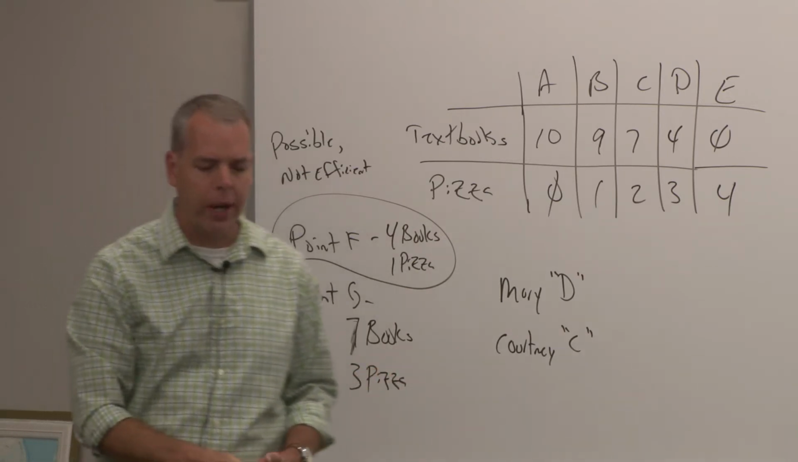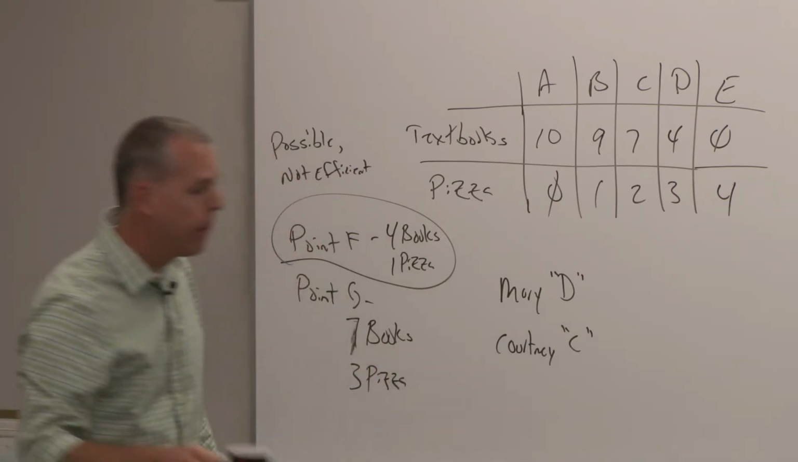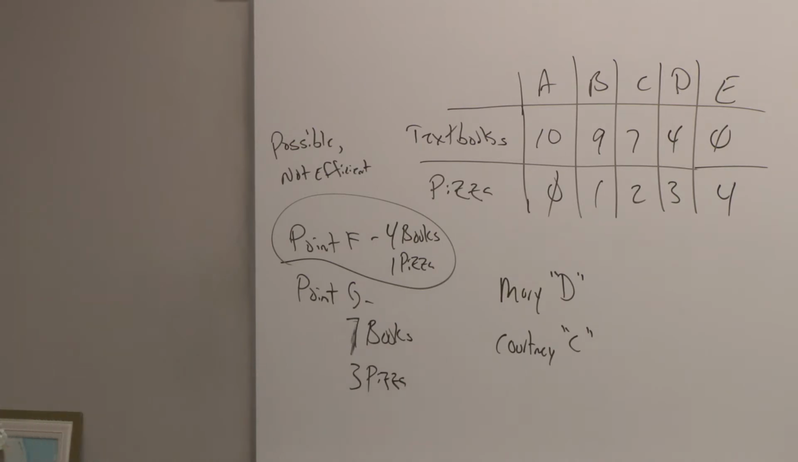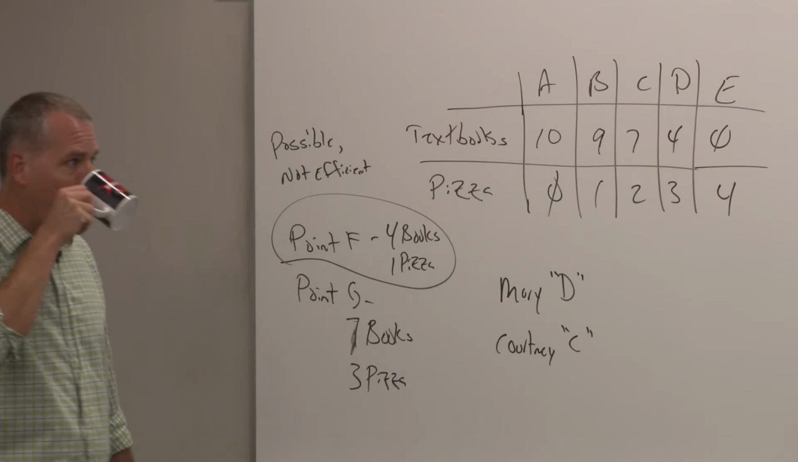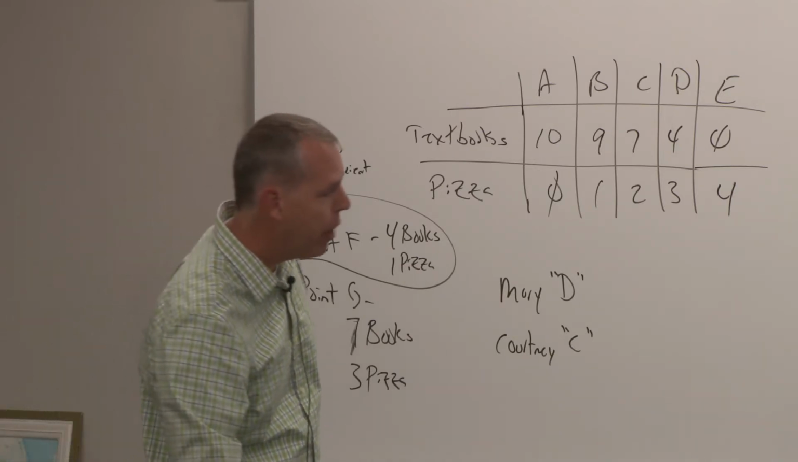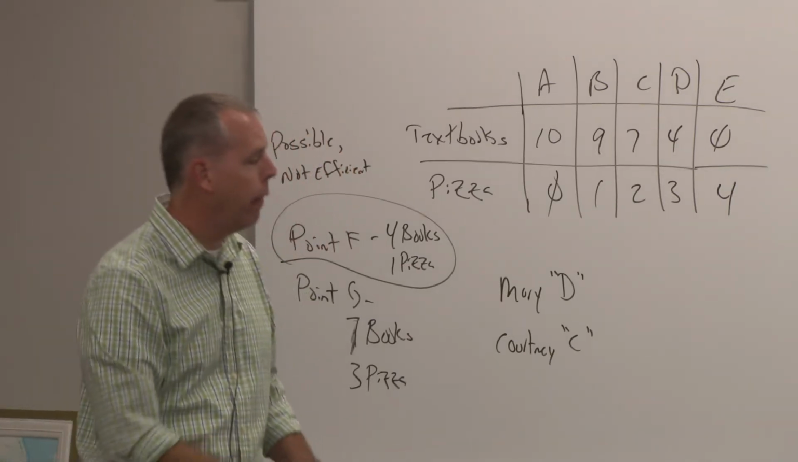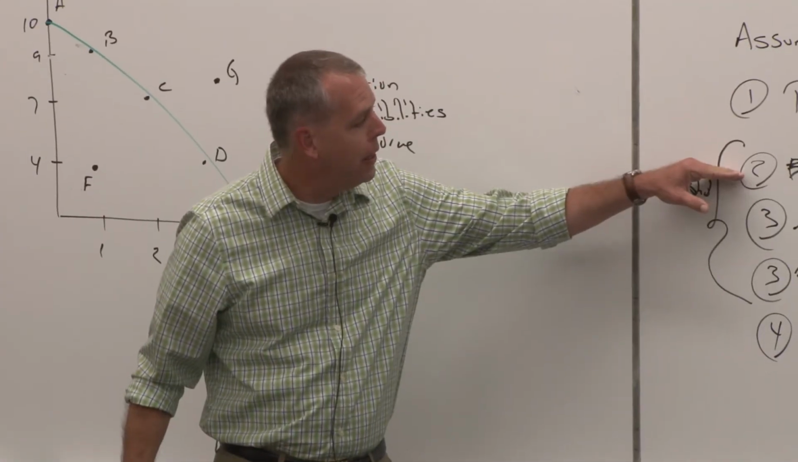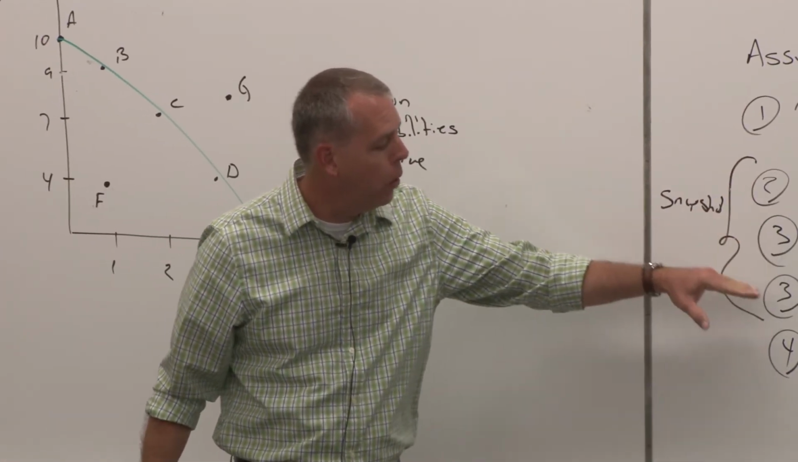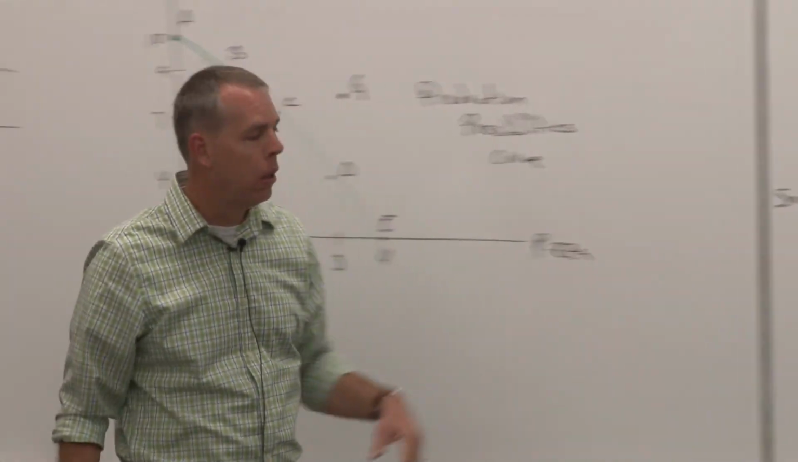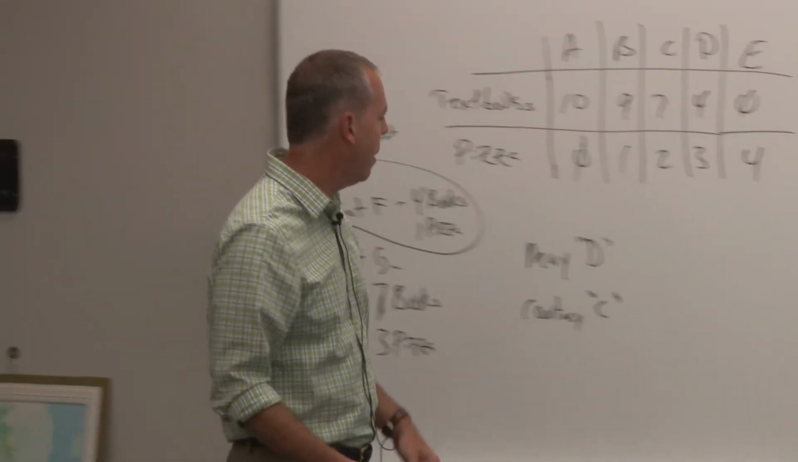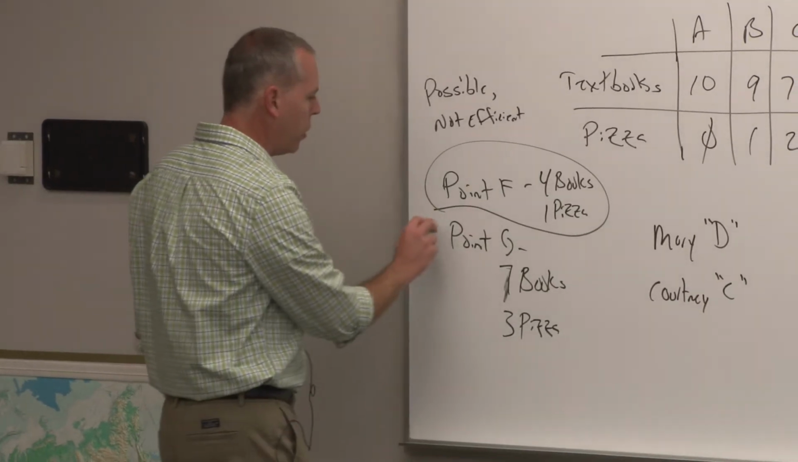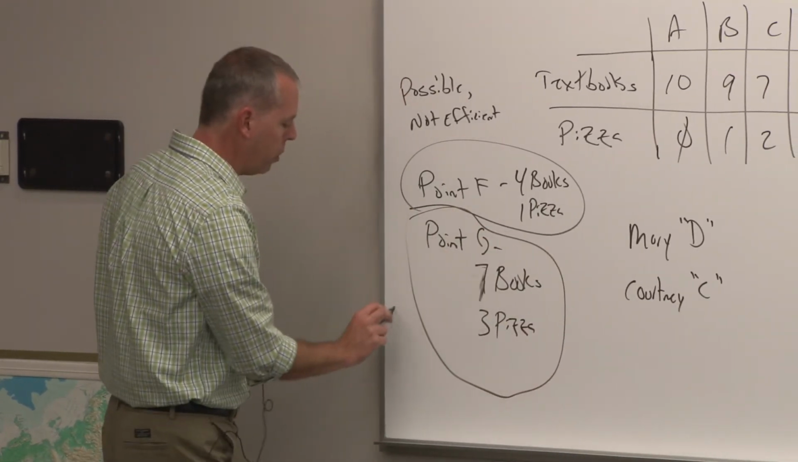What's true about this guy? It's not possible. It's not a matter of working harder. It's a matter of we can't do that. We do not have either the quantity or the quality or the level of technology to make point G. It is not possible. So this guy, point G here, not possible.